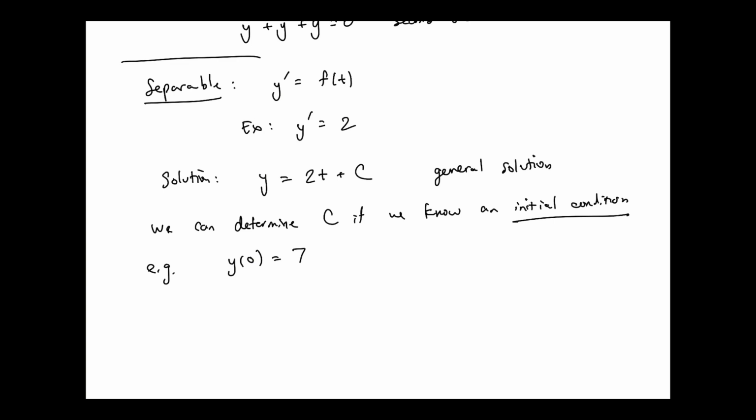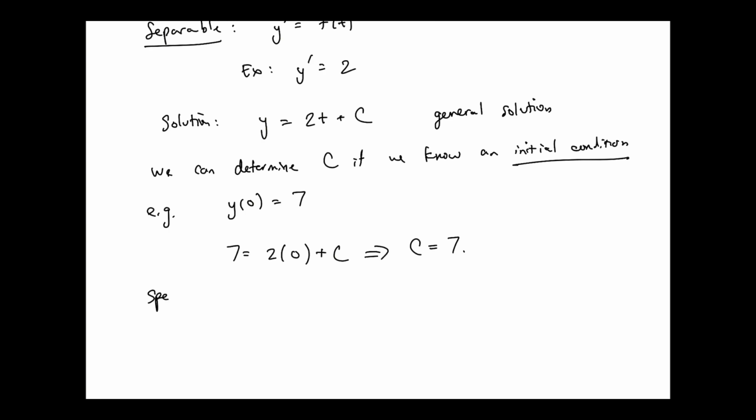What does y of 0 equals 7 mean? In this case, it would mean c is 7. But the statement y of 0 equals 7 says if you plug 0 in for t, then what y value should come out? 7. So if I substitute t equals 0 and y equals 7 into my general solution, I'm left with an equation that involves a bunch of numbers and c, and therefore I can find c. In this case, it's 7 on the nose. So my specific solution is y equals 2t plus 7.